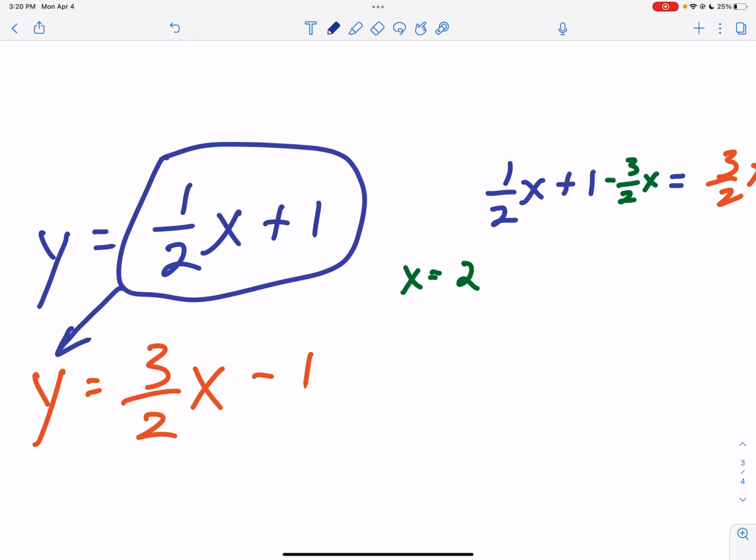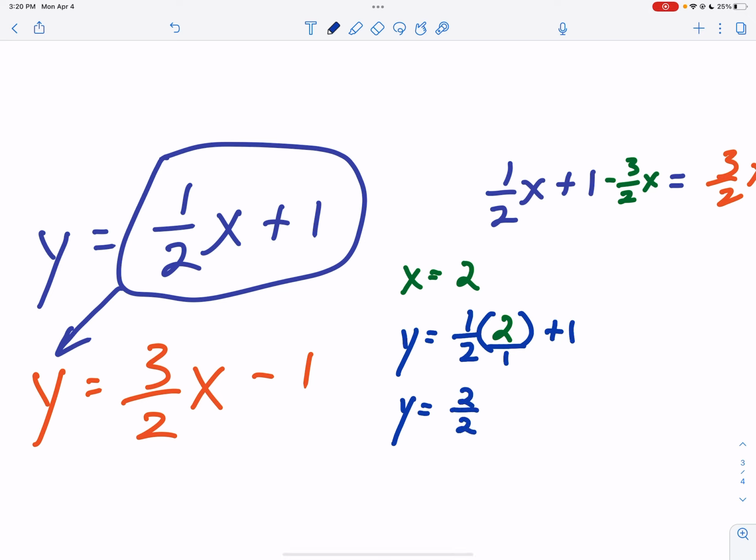So I'm going to plug it into any of them, but I'm going to plug it into that top one for funsies. And I'm going to get 1/2 times positive 2, because that's what I allege that my x is equal to. So I get y is equal to 1/2 times 2 over 1, 2 over 2. So y equals 2 over 2 is 1, plus 1 is positive 2, because this is positive 1. So allegedly, my solution is (2, 2).